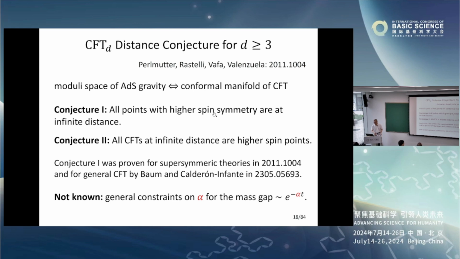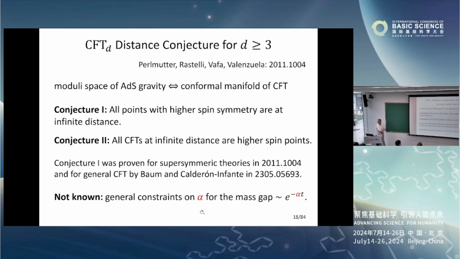So conjecture one is that all points with higher spin symmetry are at infinite distance. And conjecture two is the converse, that a CFT at infinite distance always has a higher spin point. Conjecture one has been proven even in the original paper in supersymmetric theories. And then last year, Baume and Calderón-Infante proved this for any conformal field theory. I heard about this work last summer, was very impressed, and thought, well, I should work on it.